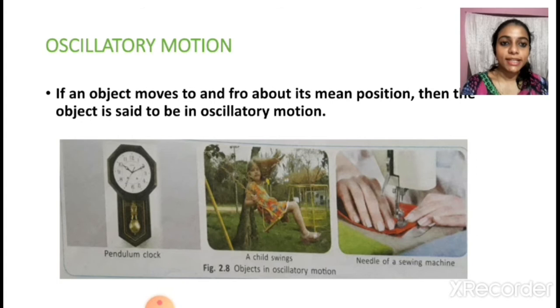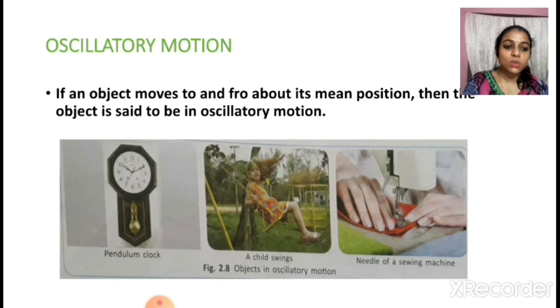Next one is oscillatory motion. If an object moves to and fro about its mean position, then the object is said to be in oscillatory motion. See, the to and fro motion is what we see when we look at the pendulum clock. The pendulum will move from one position to the next position, and it repeats. The speed of the pendulum is constant. It is not changing, isn't it? So the motion executed by the pendulum is known as oscillatory motion. That is, the to and fro motion is known as oscillatory motion.